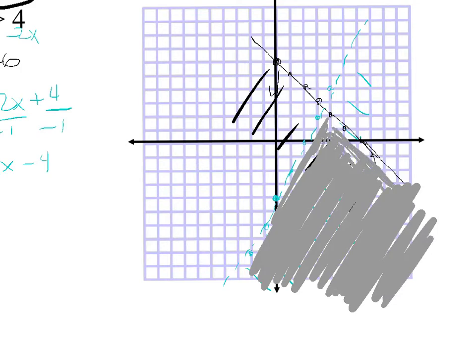So when you do your homework, you're going to graph the two, you're going to shade the two, and then you just want to give it a good shading in the place where they overlap. And that's going to be your answer. There's really not much more to it.